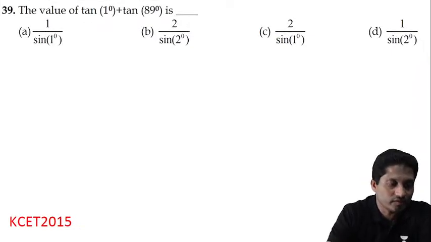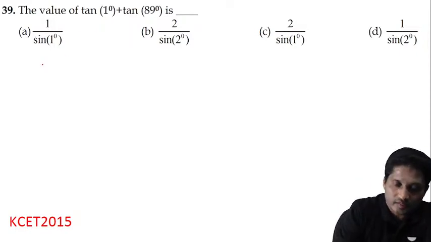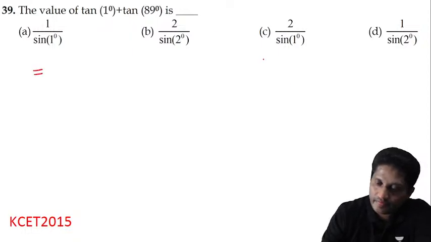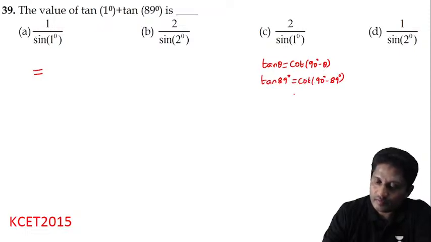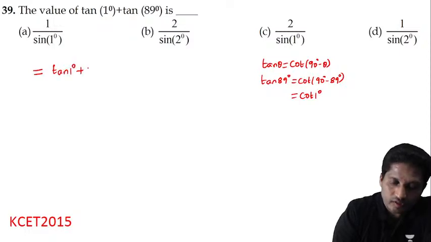The value of tan 1 plus tan 89. The tan theta can be written as cot of 90 minus theta. Okay, tan 89 can be written as cot of 90 minus 89, equal to cot 1 degree. This is tan 1 plus cot 1.